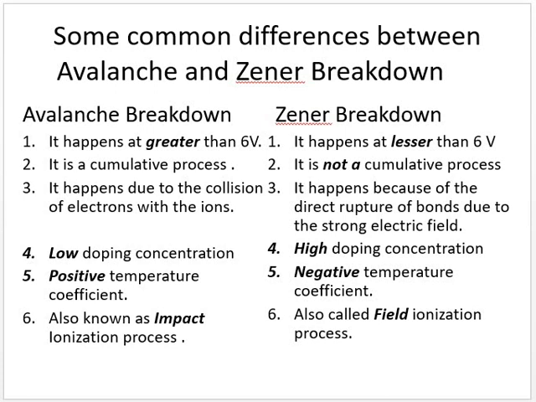I'm telling this quickly because this is all a recap. Avalanche breakdown generally happens in a diode with low doping concentration, whereas Zener breakdown requires a high doping concentration. Avalanche breakdown has a positive temperature coefficient.